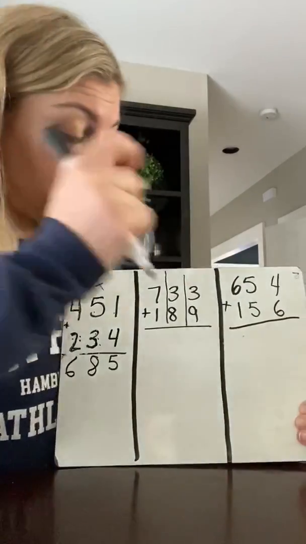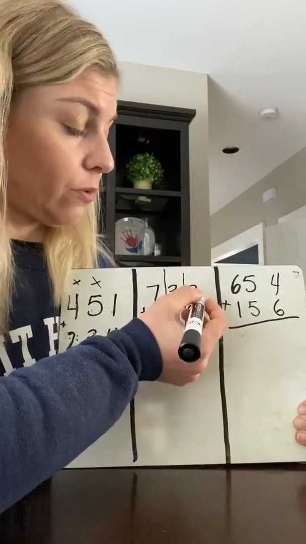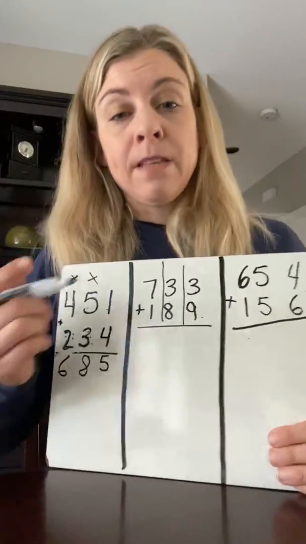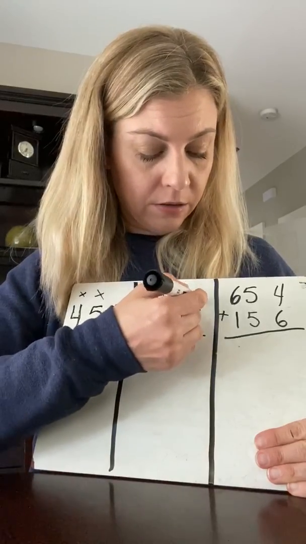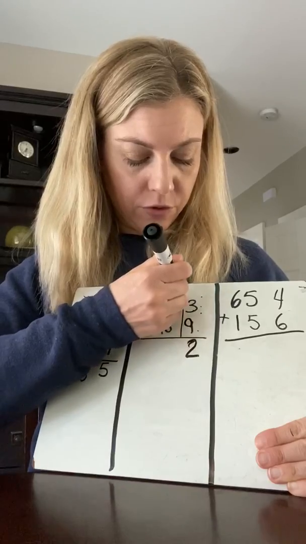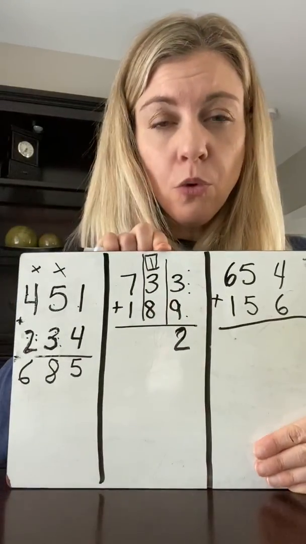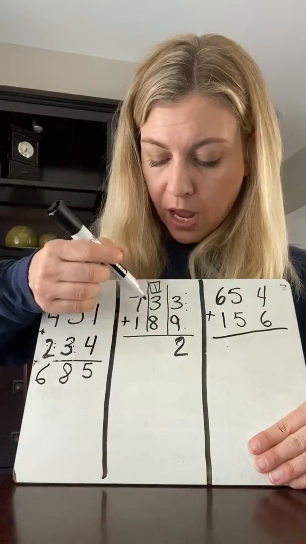Look at the ones. 3 plus 9. 9 is bigger than 3. So I'm going to put 9 in my head and go 9, 10, 11, 12. Ooh, I have to move it, move it. The 1 goes up top. Okay, my answer was 12. The 1 goes up top.